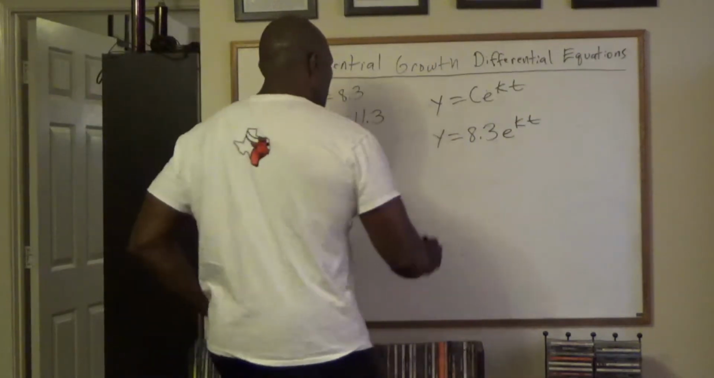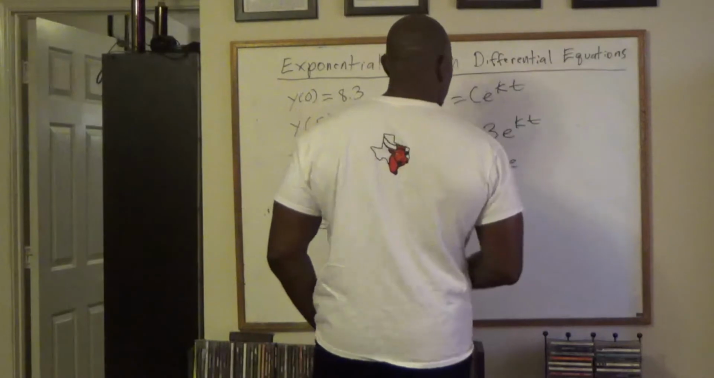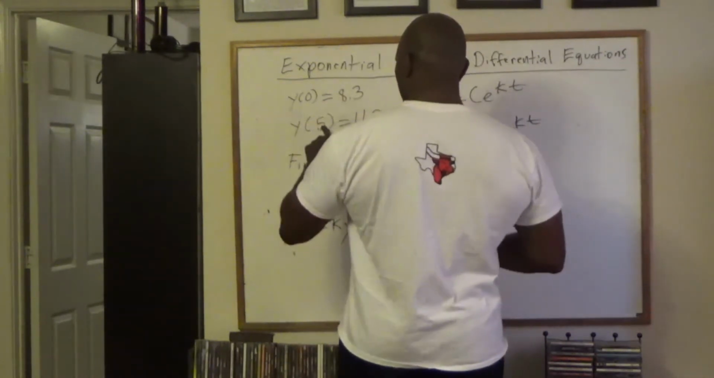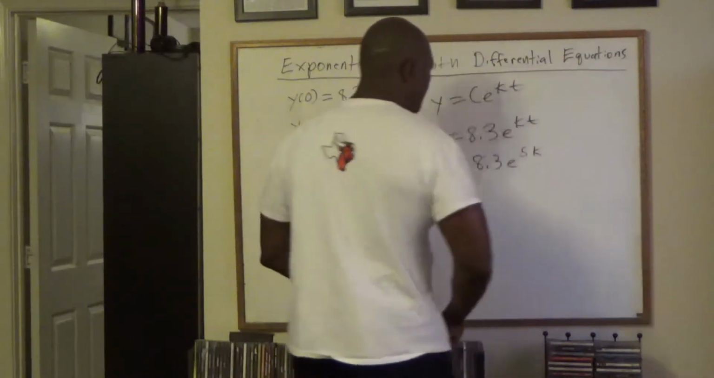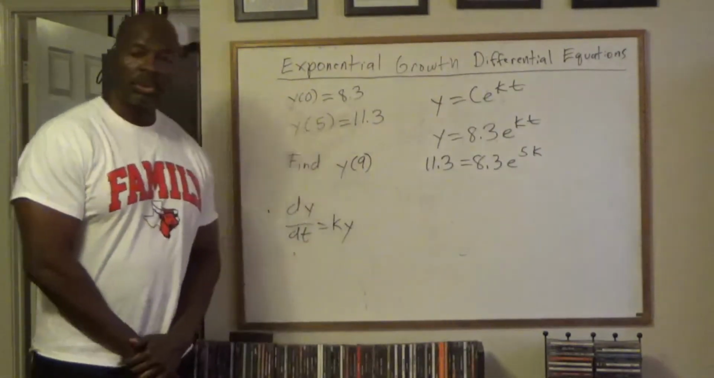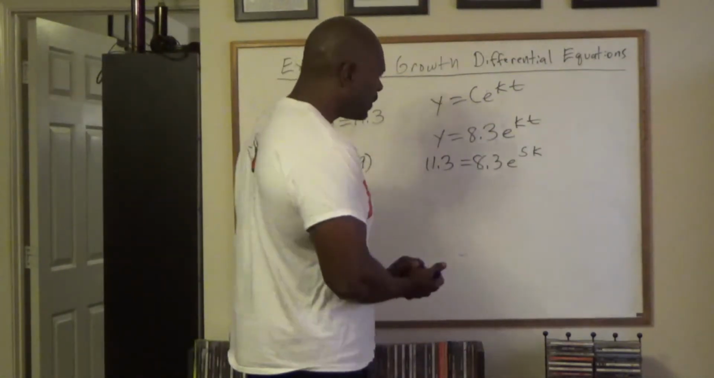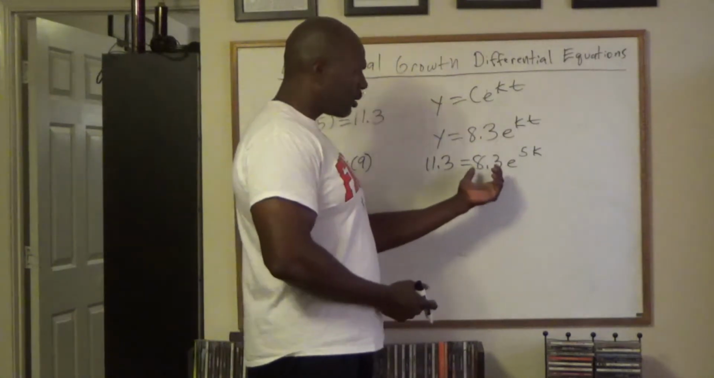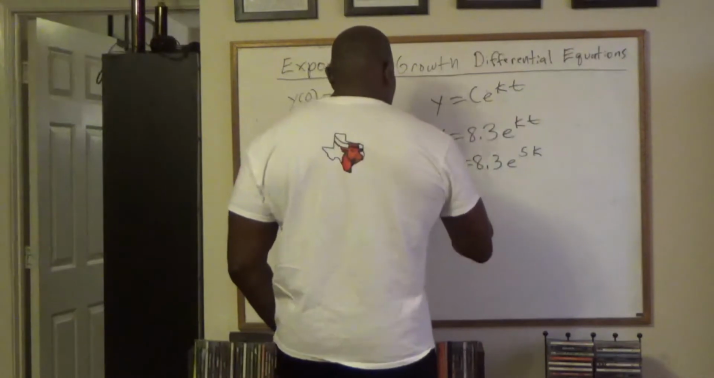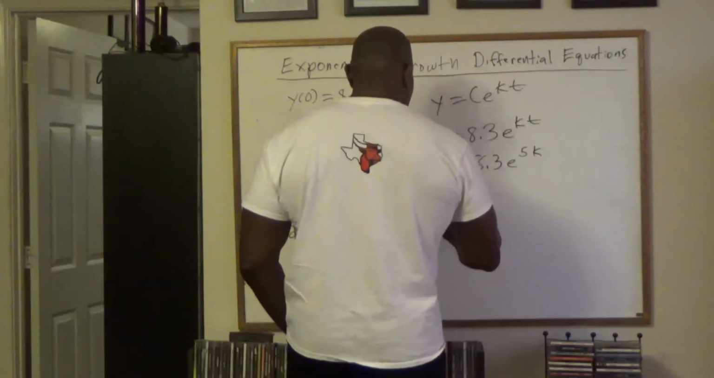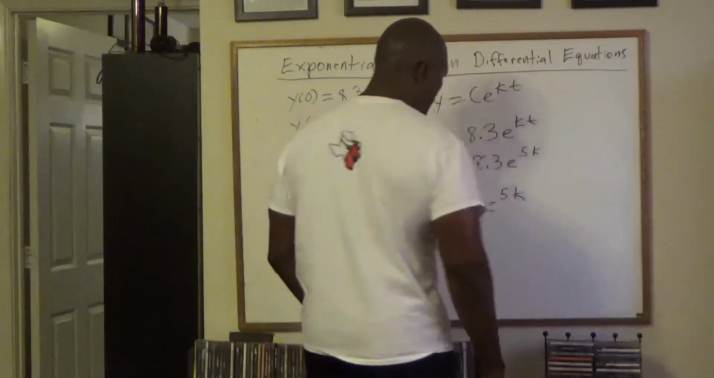So y is going to become 11.3, 8.3 e to the power, and t is going to become 5, 5k. So we'll solve for k like that. Again, to solve this exponential, you want to get rid of the coefficient of e, so you divide both sides by 8.3, and you have 11.3 divided by 8.3 is e to the power of 5k.